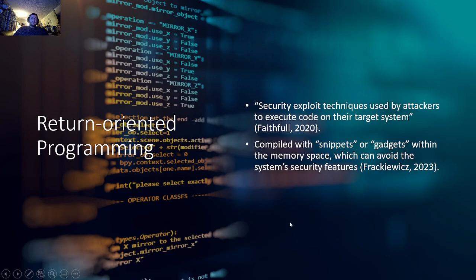So a return-oriented program, from what I gathered, is a security exploit technique used by attackers to execute code on their target system. From what I gathered, it's compiled of snippets of code, or gadgets, within a memory space. So different code that they can come up with, they try to use to compile an attack onto a target system.